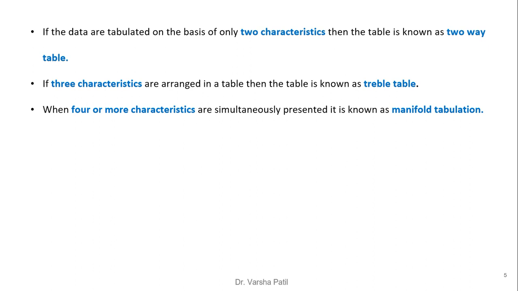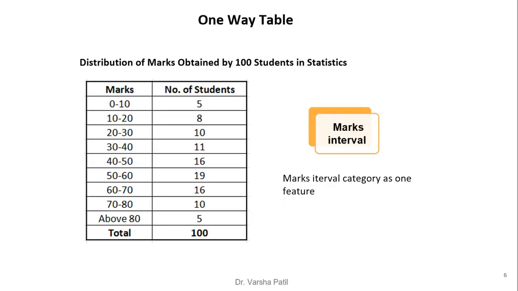related facts. If the data are tabulated on the basis of only 2 characteristics, then the table is known as a two-way table. If 3 characteristics are arranged in a table, then the table is known as a treble table. When 4 or more characteristics are simultaneously presented, it is known as manifold tabulation.